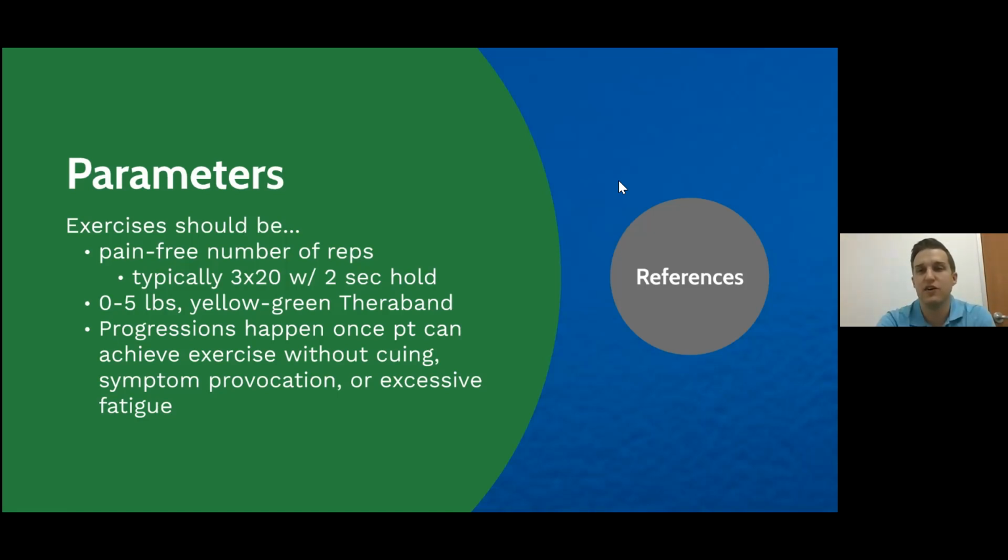So we don't want to provoke the instability. We're trying to work just shy of that. So it said pain-free number of reps, but really it meant symptom-free. If instability is their symptom, then you work where it's not creating any kind of instability and they're feeling safe with what they're doing. As you can remember from the pictures, they used dumbbells and TheraBand, 0 to 5 pounds, yellow to green, sometimes blue TheraBand for their exercises.